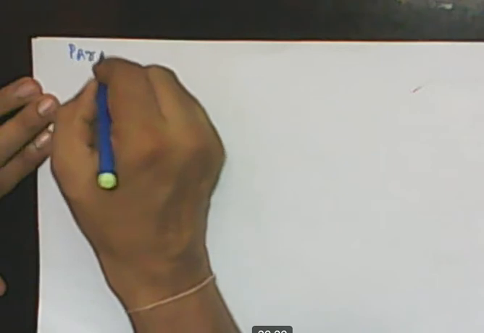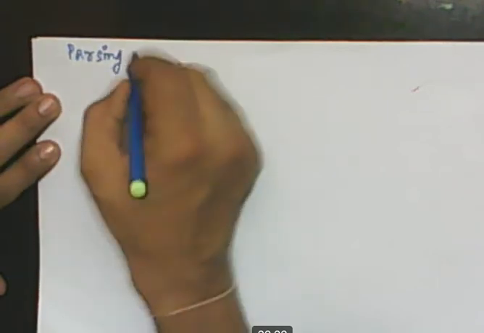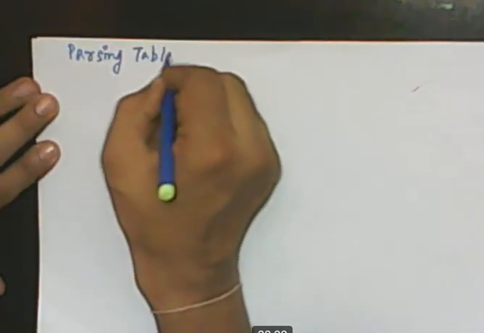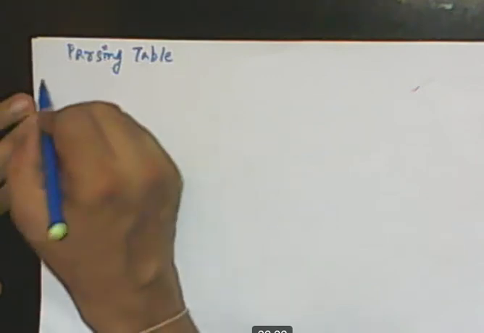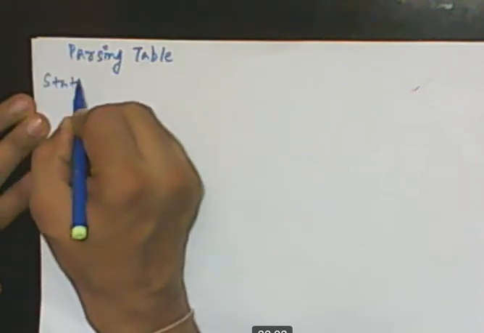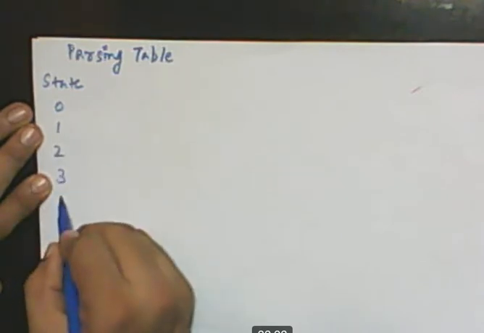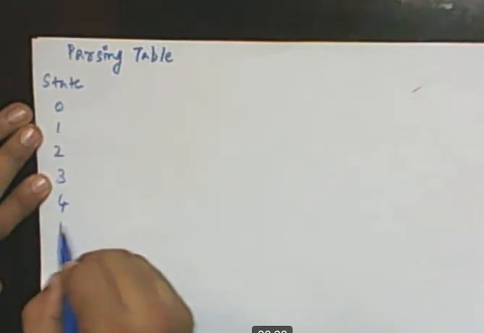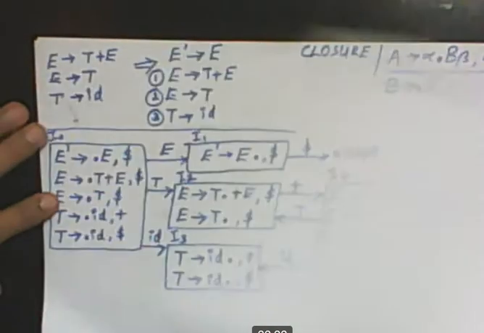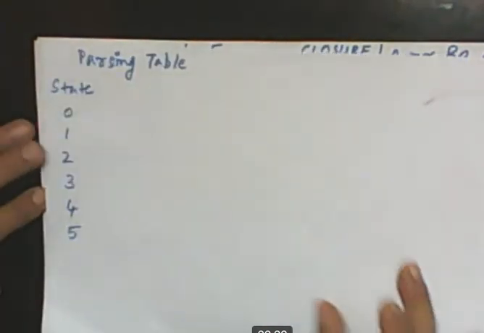So for the parsing table, all the states will be listed. So we have the states 0, 1, 2, 3, 4, 5, right? 6 states. Okay.